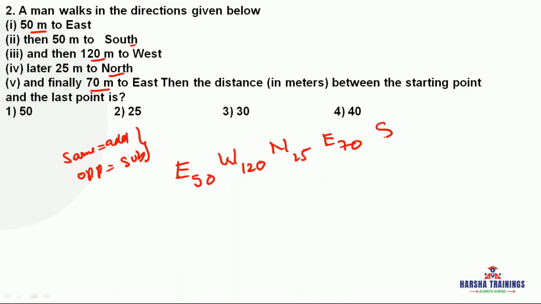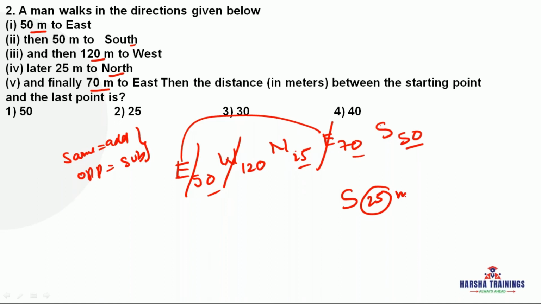Okay, sorry, I am not writing south. South, how many meters? 50 meters. Yes, very good. 25. Let me check, no issue. Okay, same is given, east, east, right? 70 plus 50 is how much? 120. So 120 minus 120, it's 0, right? And next, north and south. Highest value here, south. 50 minus 25, 25. How many meters? 25 meters south. Yes, very good. So same is given, add, opposite is given, subtract.